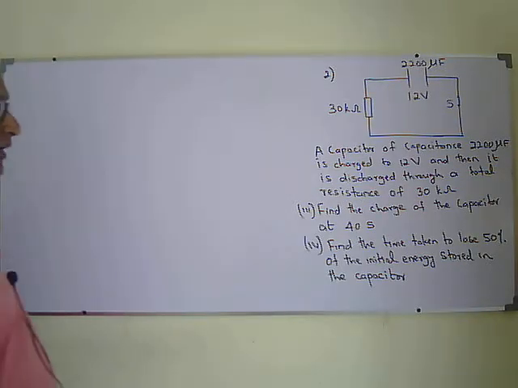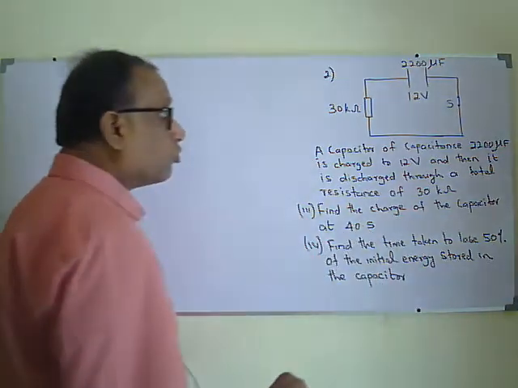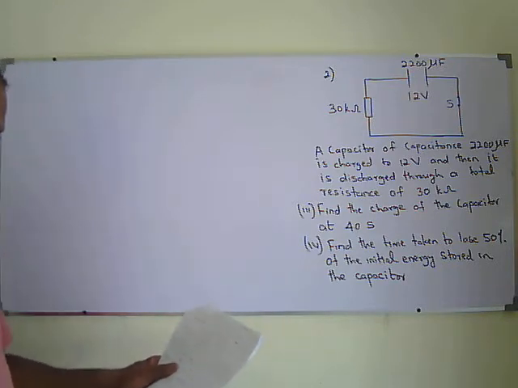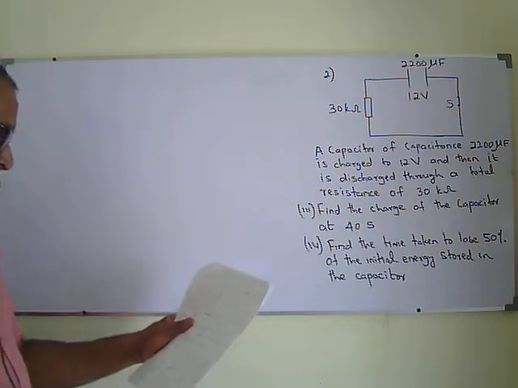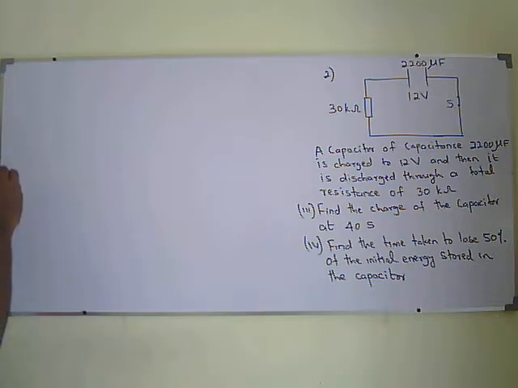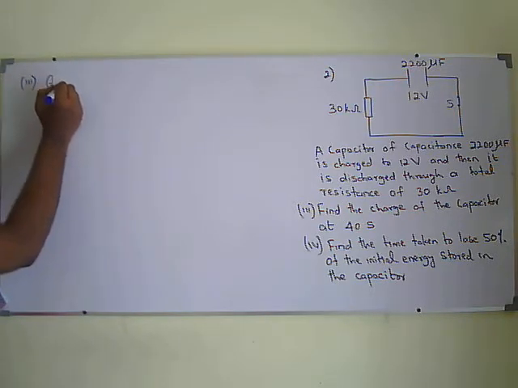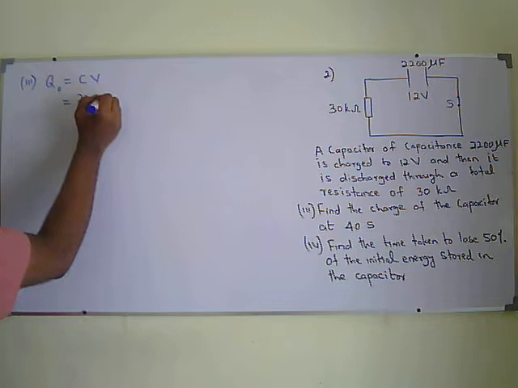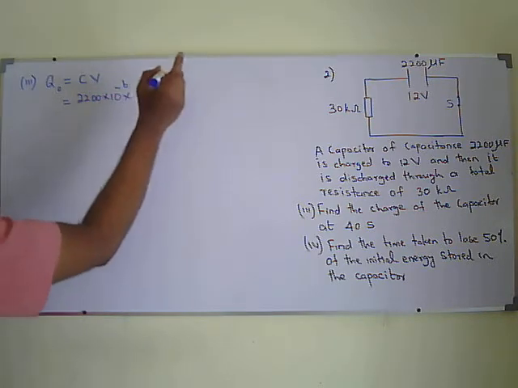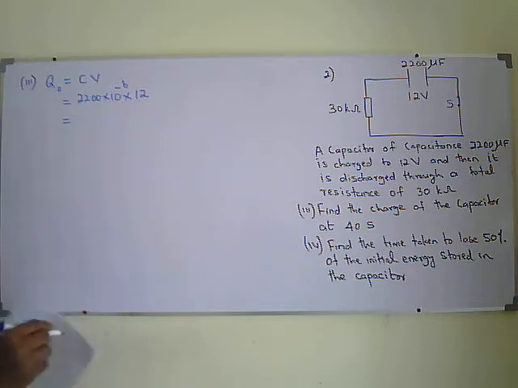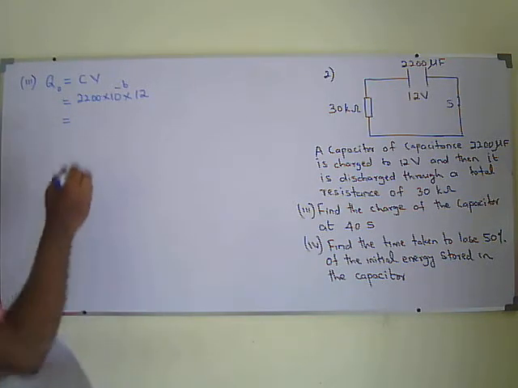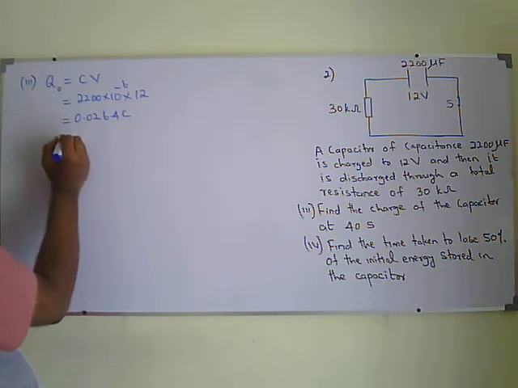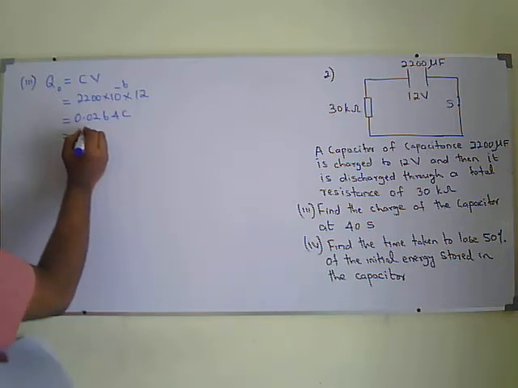Okay, so third part, find the charge of the capacitor at 40 seconds. We know that during the discharging process, the charge of the capacitor also will decrease exponentially. So we'll find the initial charge of the capacitor. Q naught is equal to CV. The capacitance is 2200 into 10 to the power minus 6, into initial voltage 12. So the initial charge of the capacitor will be 0.0264 coulomb. I can give it in millicoulomb, it will be 26.4 millicoulomb.